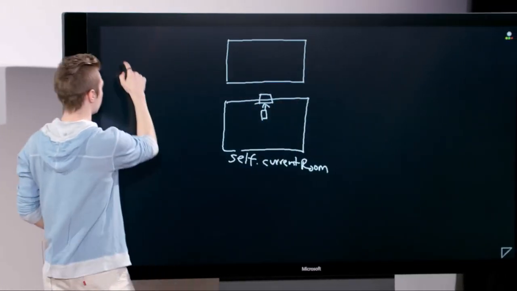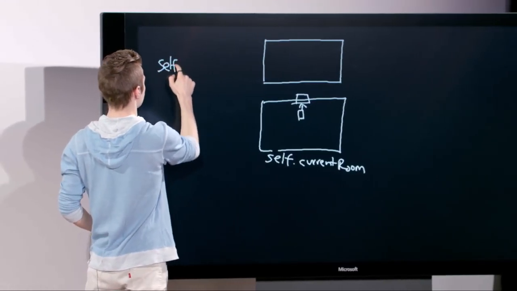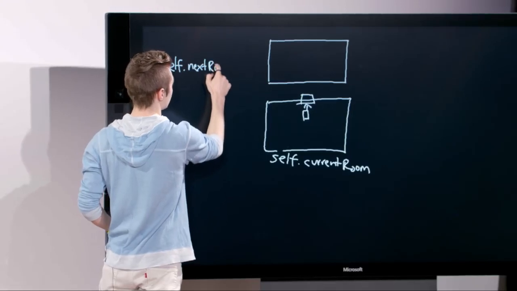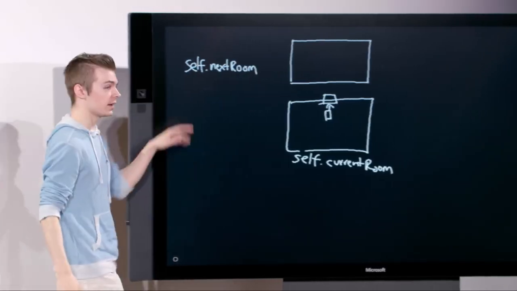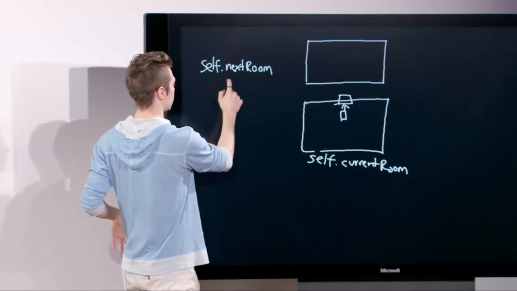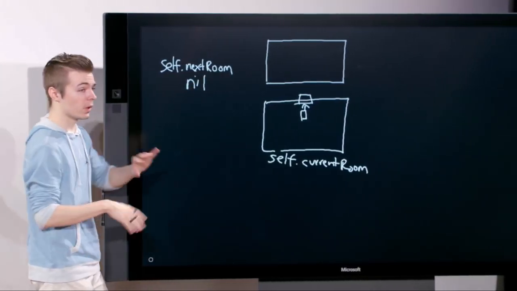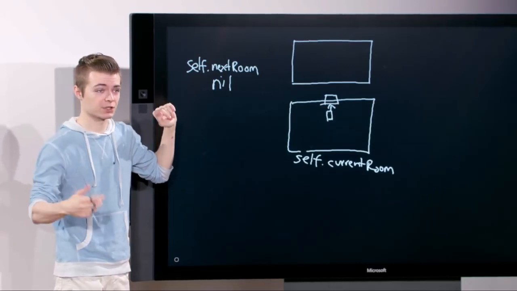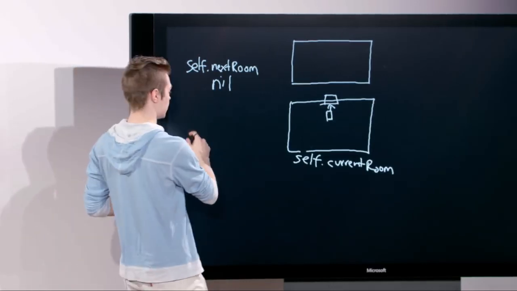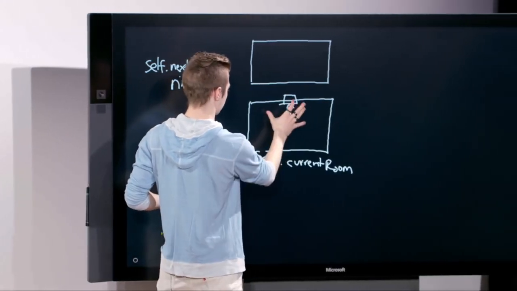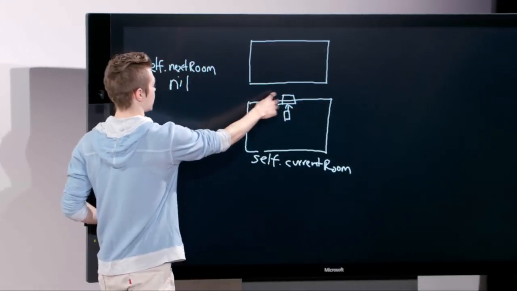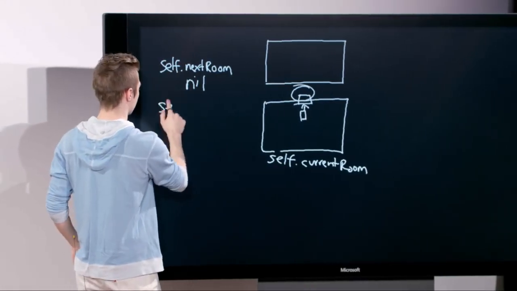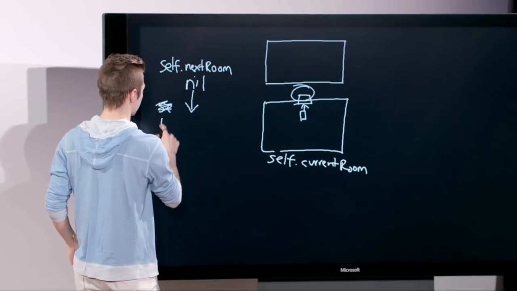We always have a pointer called self.nextRoom. And this is all kept track of in the dungeon.lua file. But self.nextRoom, by default, is going to be nil. But when we transition from the current room to the next room, we should set that to something. So self.currentRoom is going to be the same. But when we trigger this collision, self.nextRoom is going to be equal to just a new room.